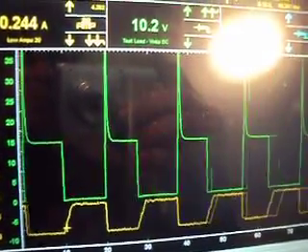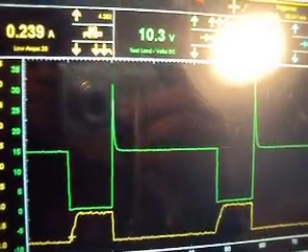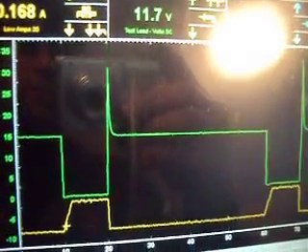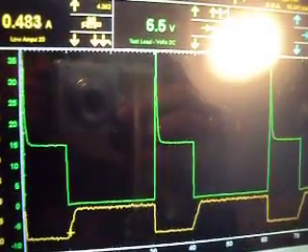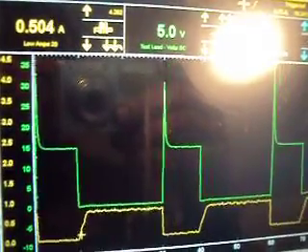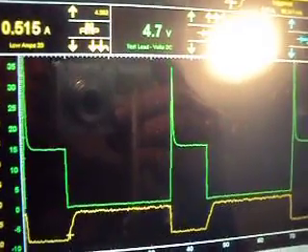I can control both the frequency, where the pulse width stays the same, and I can control the pulse width, and then the frequency also changes.